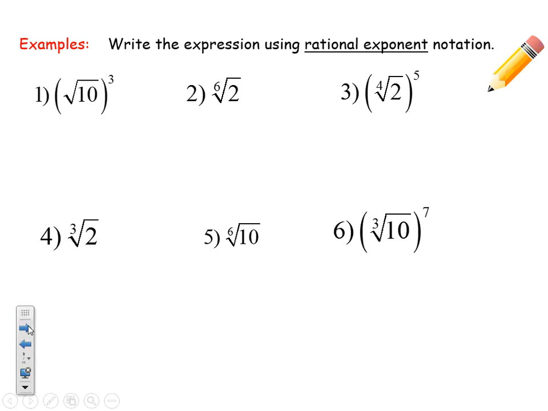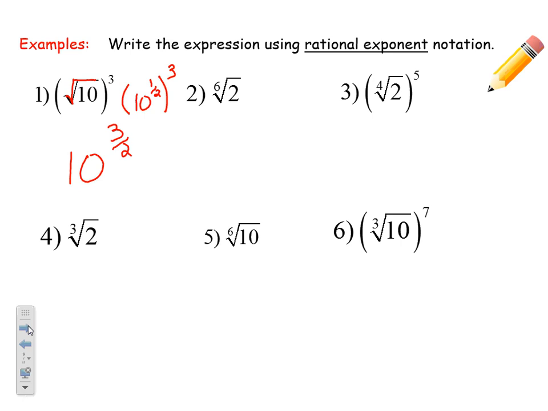Now we're going to rewrite using rational exponent notation. So now we're going to work our other way. We're going to work backwards, okay? So if we start with this one, this right here means the square root, which means to the 1/2 power. So it's going to be 10 to the 1/2 power cubed. And now to bring in our cube there, we take 1/2 times 3, which is just 3/2, so it's going to be 10 to the 3/2. There's our answer.